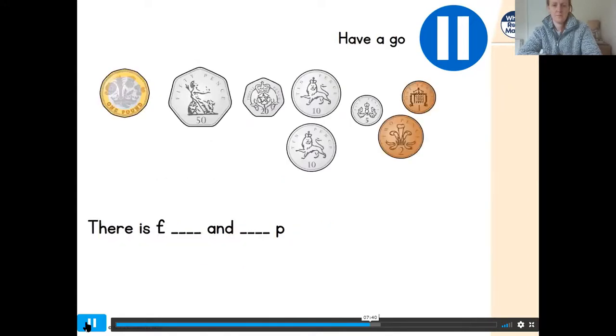So let's do the same thing. Pause the video, count up how much money we've got. Well done if you managed to do that one and get all those right. So let's have a look at this one. We've got a pound here. Let's count the pennies. We've got 50, 60, 70, 80, 90, 95, 96, 97, 98. So we've got £1 and 98p.